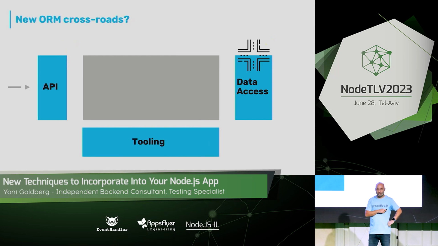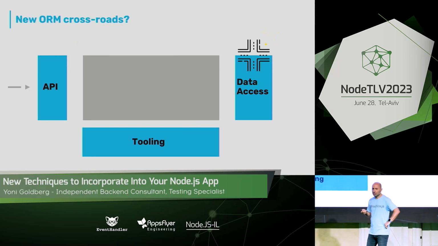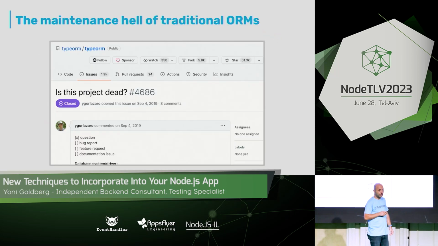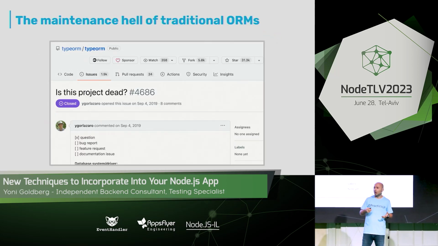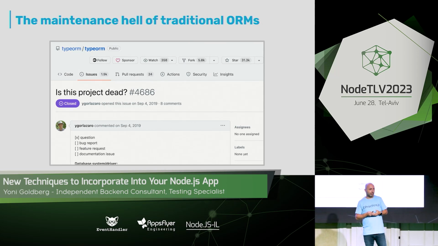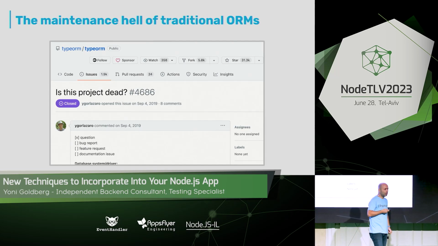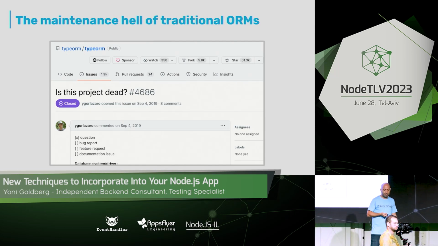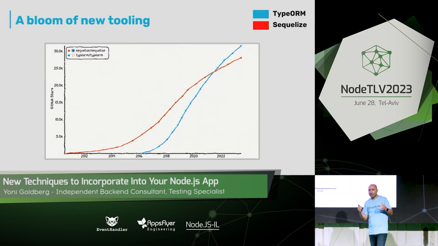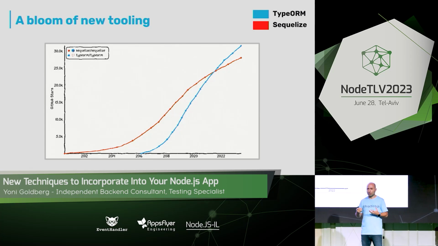Let's start our journey there with the data access layer. Because unusual things, I think, are happening on this layer, and for a reason. A few years ago, there were a lot of concerns about the maintainability and even continuity of the traditional ORMs, Sequelize, TypeORM. And into this vacuum, there is now an explosion of new tooling.